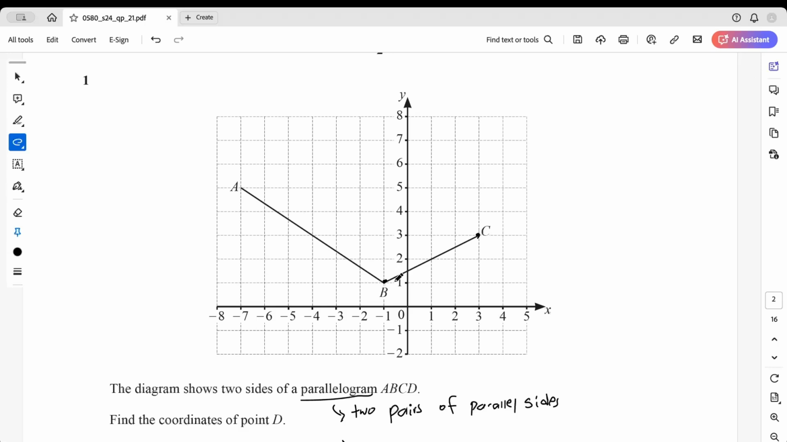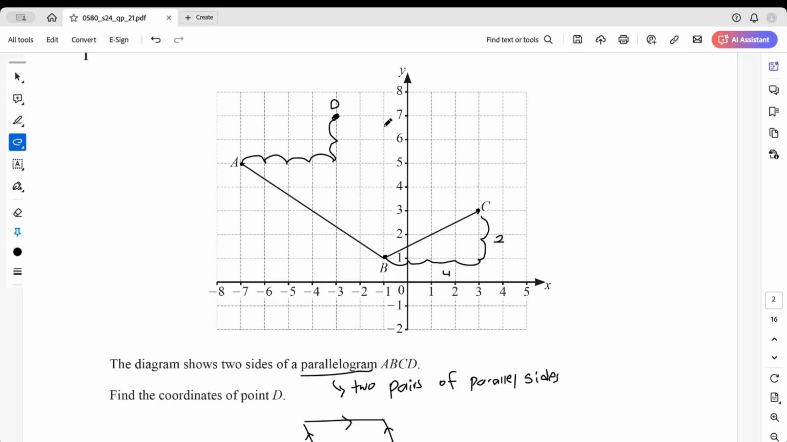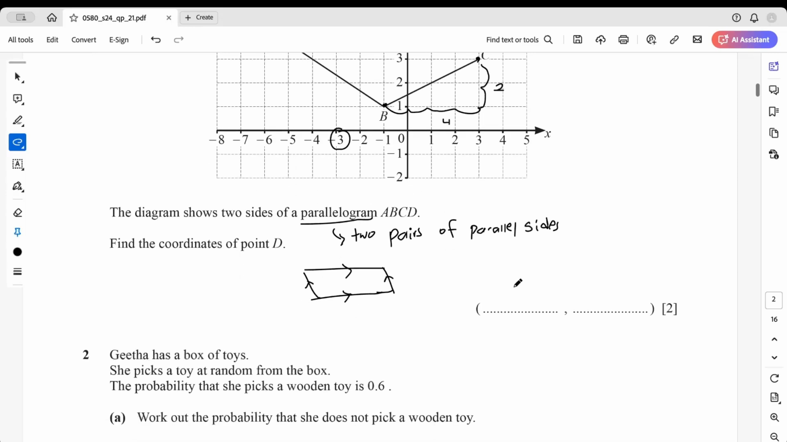Okay, so now to find our coordinates of point D, we can trace the line from B to C. So from B to C, we are effectively moving 1, 2, 3, 4 units to the right and 1, 2 units up. So moving 4 units to the right and 2 units up. So we can trace the same path from A to our eventual coordinate D. So moving 4 units to the right, 1, 2, 3, 4, and moving 2 units up, 1, 2. So this is our coordinate D. So that coordinate reads -3, 7. And that would be your answer.